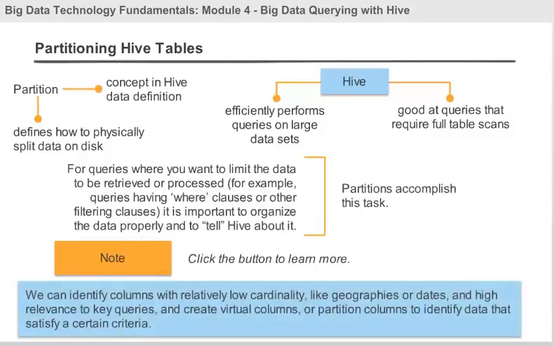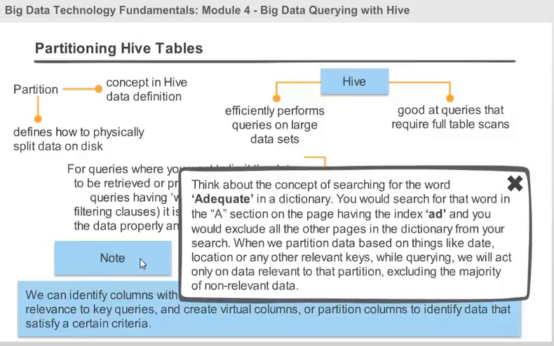We can identify columns with relatively low cardinality, like geographies or dates, and high relevance to key queries, and create virtual columns or partition columns to identify data that satisfy a certain criteria. Think about the concept of searching for the word adequate in a dictionary. You would search for that word in the A section, on the page having the index add, and you would exclude all the other pages in the dictionary from your search.